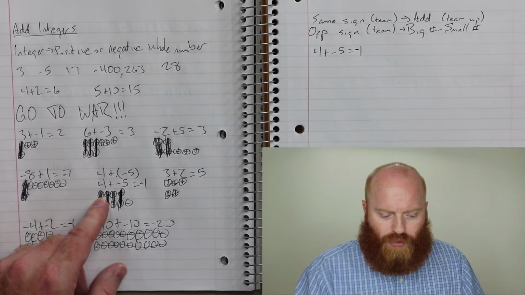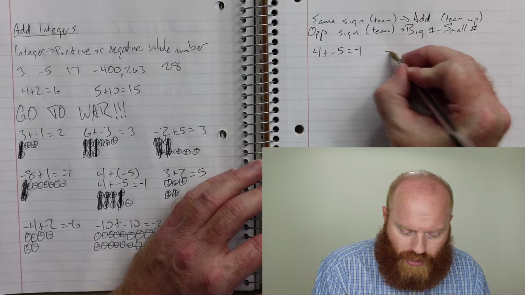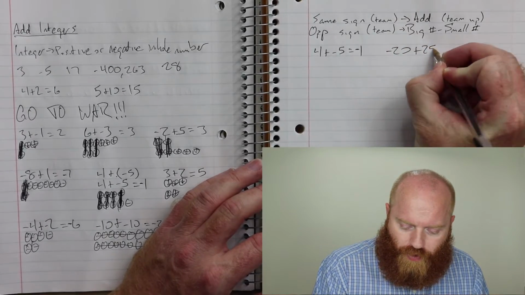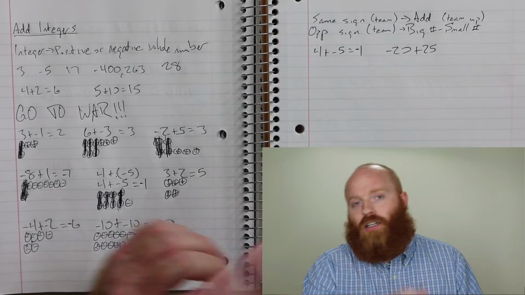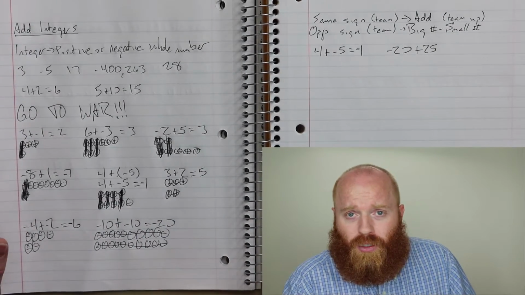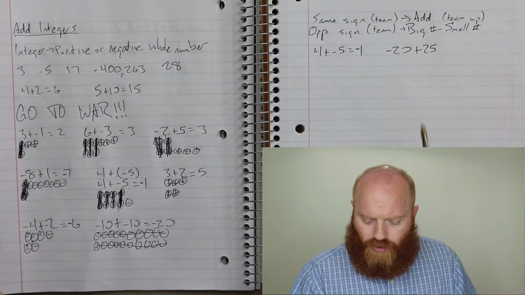So let's do some more problems, but maybe even bigger numbers. Let's say negative 20 plus 25. Yeah, negative 20 plus 25. I'm not going to draw any circles, folks. I got time. I got a place to be.